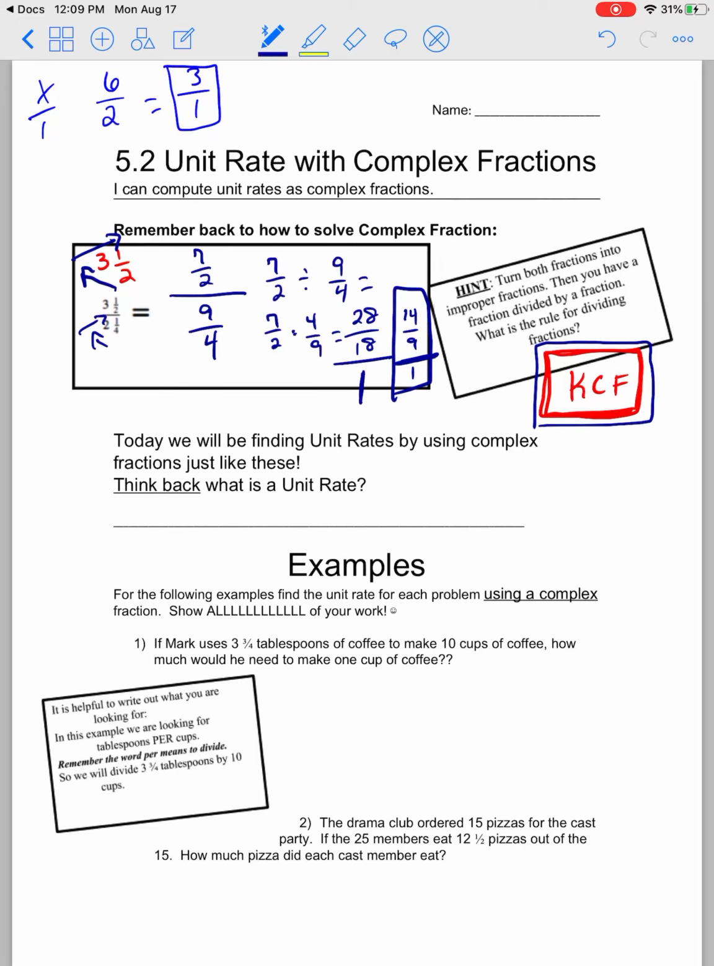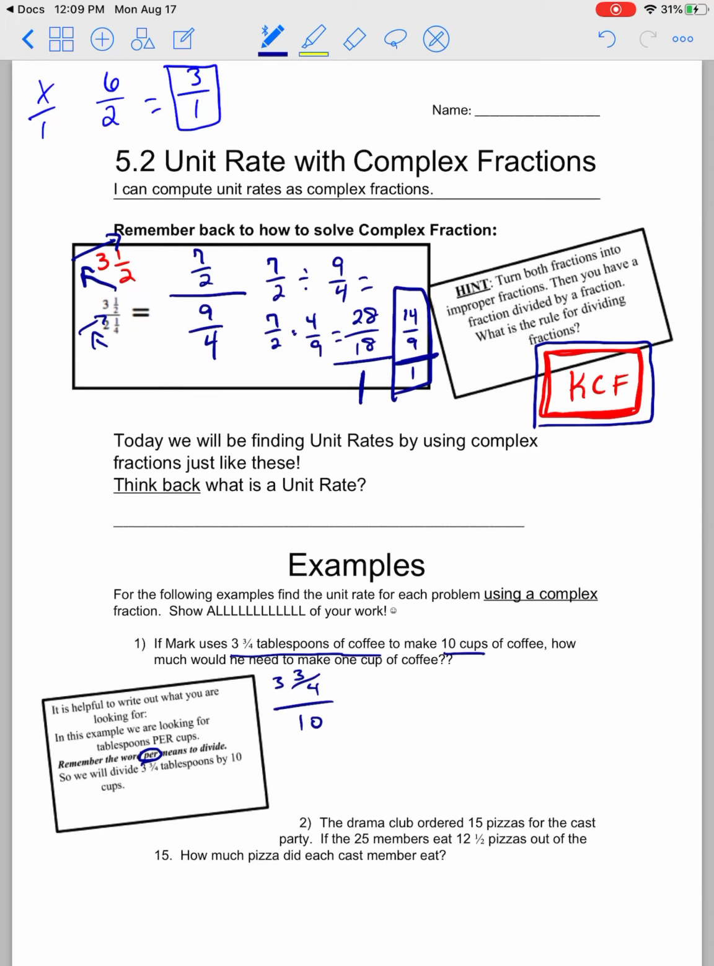In our little box here, it says it's helpful to write out what you're looking for. In this example, we're looking for tablespoons per cups. Remember that the word per means to divide. So we will divide 3 3/4 tablespoons by 10 cups. So you need 3 3/4 tablespoons of coffee to make 10 cups, or 3 3/4 per 10.